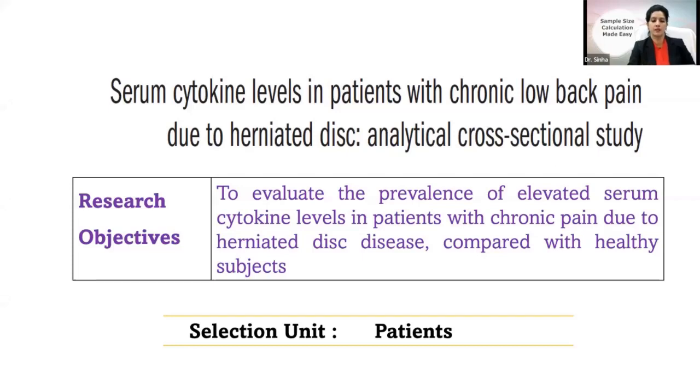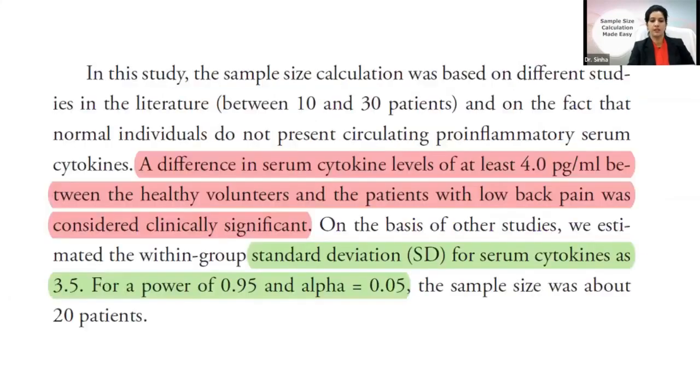This was one example: serum cytokine levels in patients with chronic low back pain due to herniated disc, an analytical cross-sectional study. Here the selection unit was patients. Just concentrate on the highlighted portion. A difference in serum cytokine level of 4 picogram per ml between healthy volunteers and patients with low backache was considered significant. On the basis of other studies, the within-group standard deviation was estimated as 3.5, the power is 0.95 and alpha is 0.05. The calculated sample size was 20.